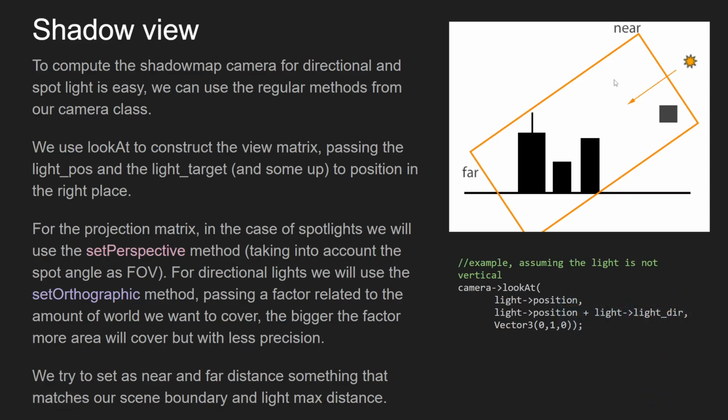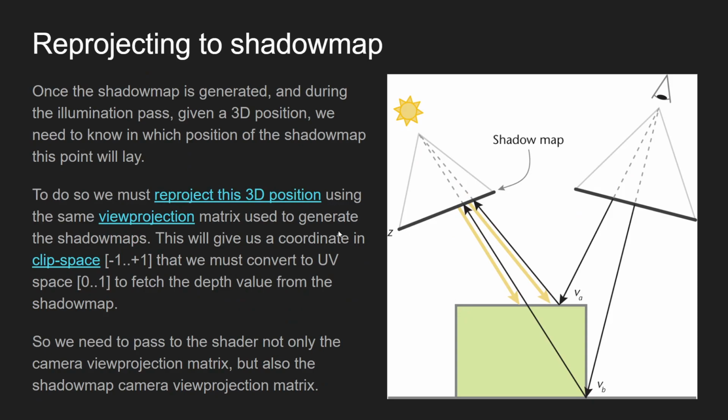Okay, but for now, keep in mind that for any kind of directional light, you create a camera and you set it up so the eye of the camera is in the light position, and the target, the center of the camera, is the light position plus the light direction. Okay, so it's going to point in this direction, and then you have a camera ready to be used. If we were using a spotlight, we would use set perspective because it will be perspective. And if we were using a directional light, it will be set orthographic. Okay, and then we render the whole scene.